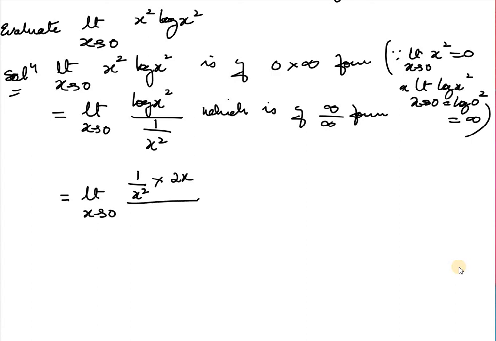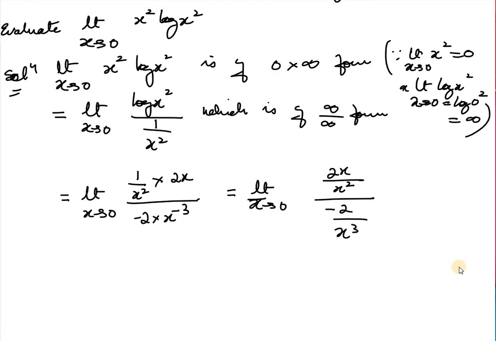And if you differentiate minus 1 or differentiate 1 by x squared, then you get minus 2 into x to the power minus 3. So let us simplify this one. It is limit x tends to 0, 2x by x squared divided by minus 2 by x cubed. So this 2 and this 2 will be cancelled. 1x here also will be cancelled.